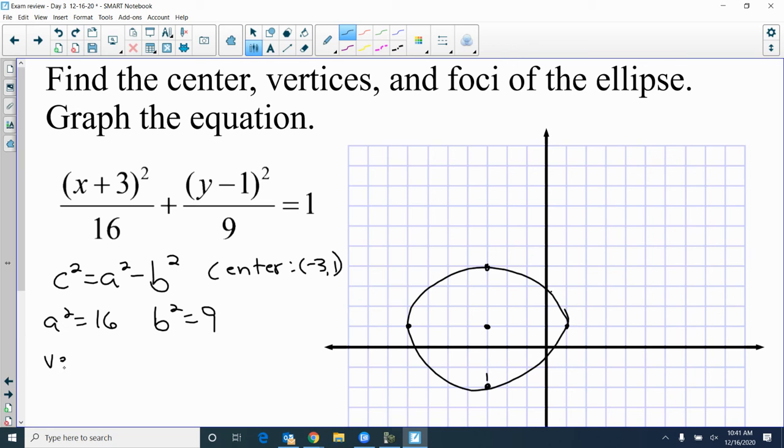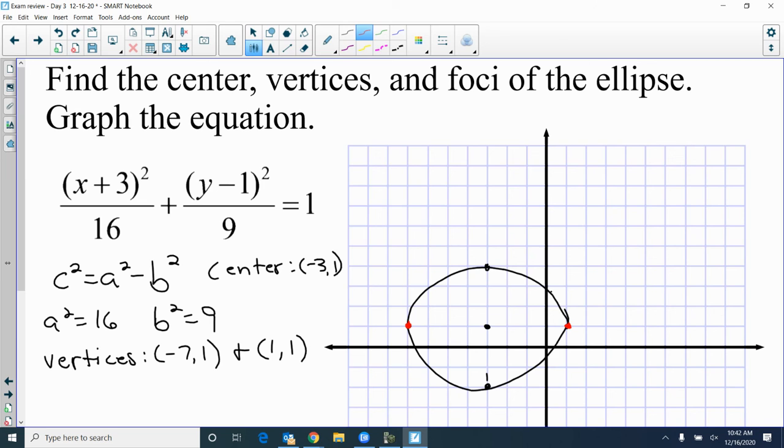Vertices. What do I get for those? -7, 1. You only get 2 vertices. A few of you put all 4. Technically, they're only on the main axis. -7, 1 and 1, 1, which would be right here and here. Your foci got to have the c value. It has to be on the inside.